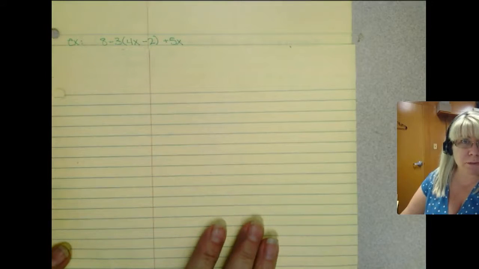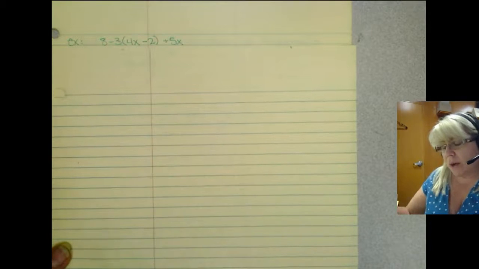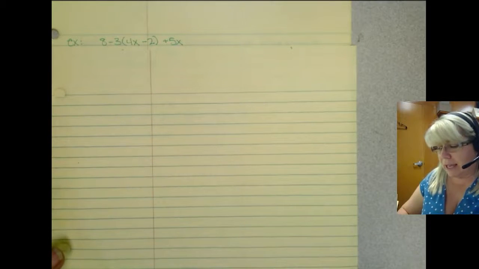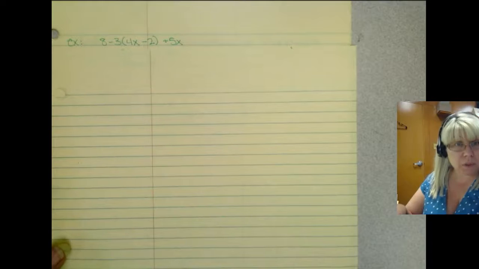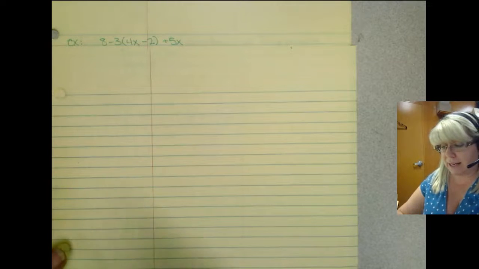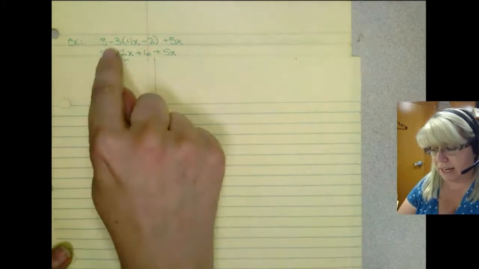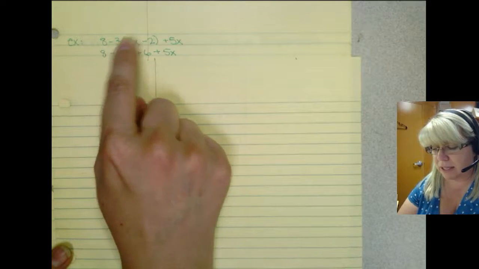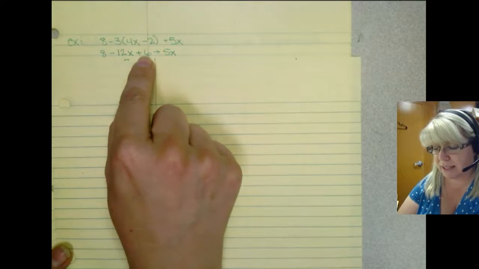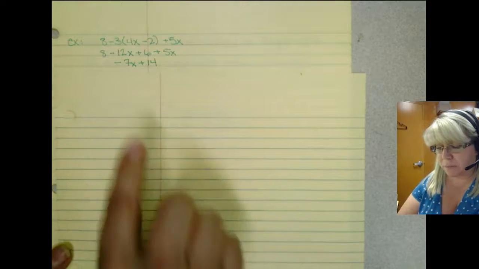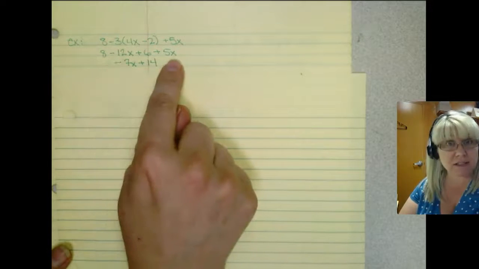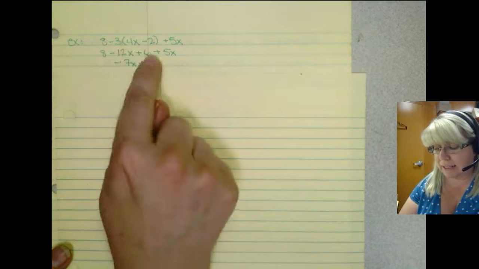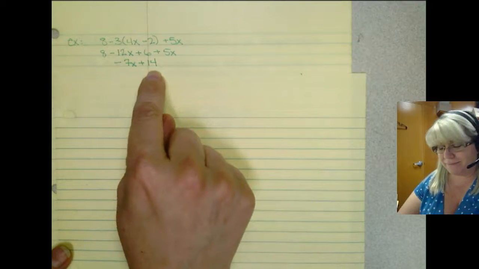Here's a similar problem you can try before I work through it. So I'm going to go ahead and work through it. And I'm first going to distribute the negative 3 to the 4x and the negative 2. So I have negative 3 times 4x is negative 12x. Negative 3 times negative 2 is positive 6. Now I'm going to combine like terms. I have a negative 12x and a positive 5x. That gives me a negative 7x. And an 8 and a 6 gives me a 14.